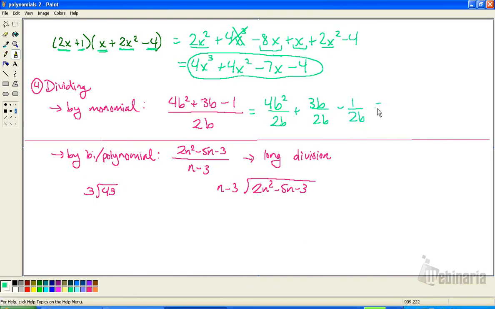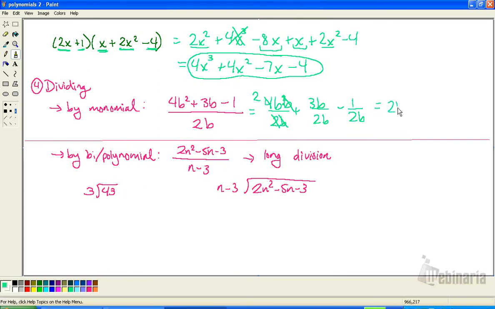Now I can simplify each one individually. So I have 4 over 2. 4 divided by 2 is 2. I have b squared over b. Well, b squared is really b times b. So how about we get rid of one of those b's on the top and the bottom? So what we're left with is just a 2b there.